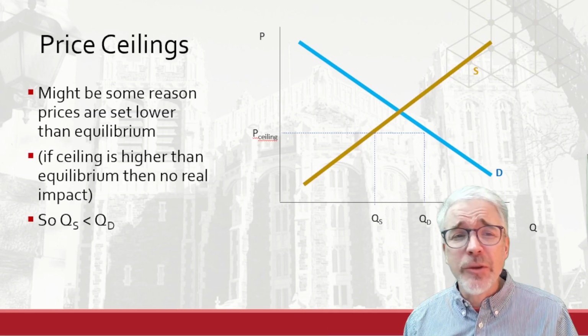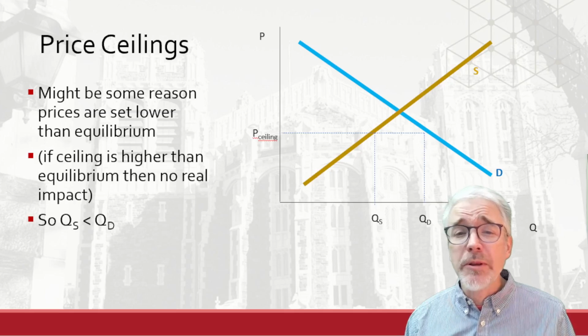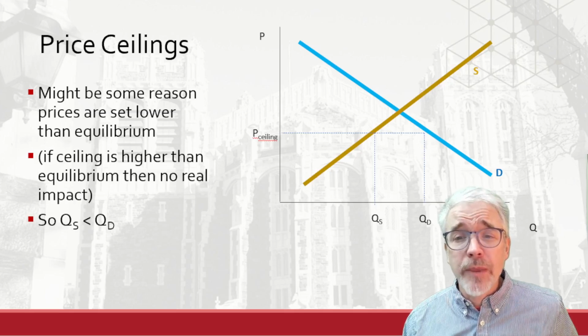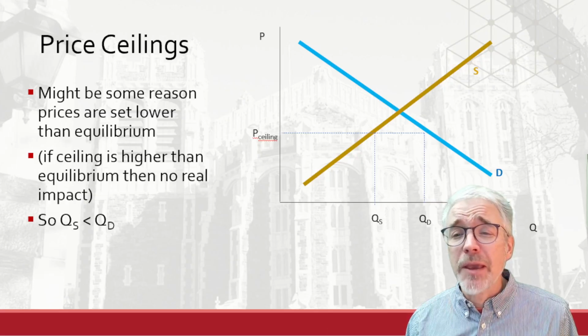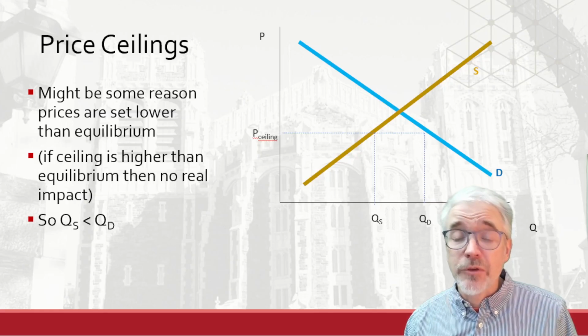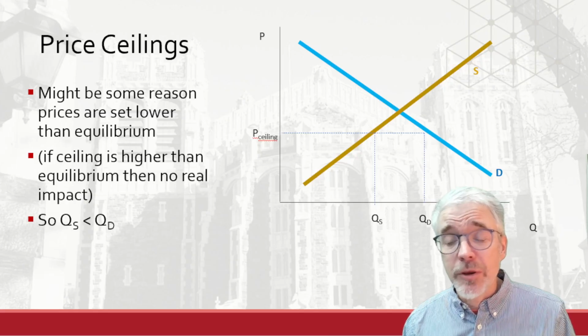Now, in the opposite case, there might be price ceilings. Maybe for some reason, prices are required to be lower than the equilibrium value. Therefore, the quantity demanded is going to be greater than the quantity supplied. That lower horizontal line, the price ceiling, hits the blue line for demand to the right of where it hits the yellow line for supply. So there's going to be more demanded than supplied. People are going to want to buy more things, but they can't get it all. Some are going to be disappointed.